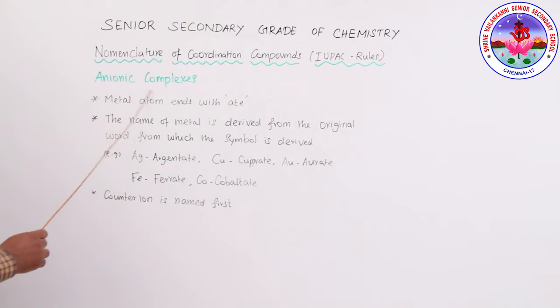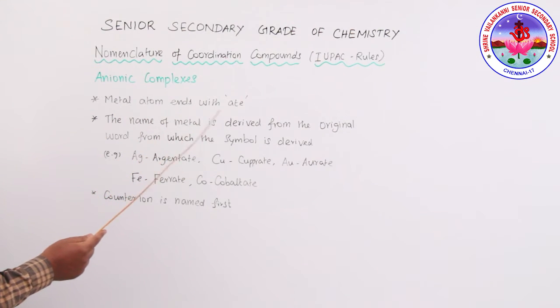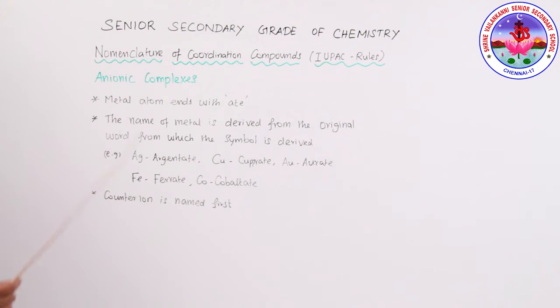Now, we will see the anionic complexes. How to name the anionic complex? Here also the ligand is named first, followed by the metal atom, but before that, counter ions are present. So the counter ions are named first, followed by the ligand, followed by the metal atom, followed by the oxidation state of the metal atom. Then one simple change: the metal atom name ends with ate.